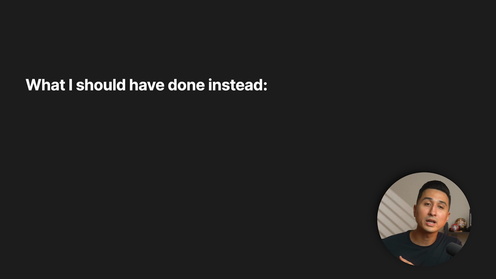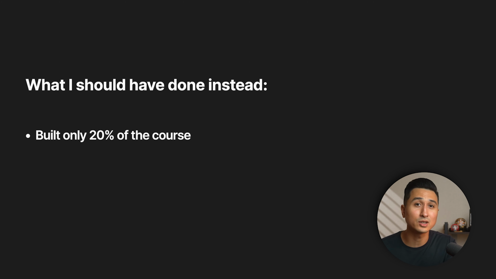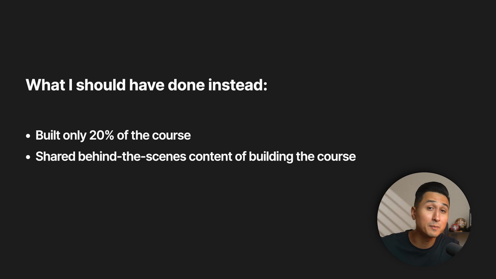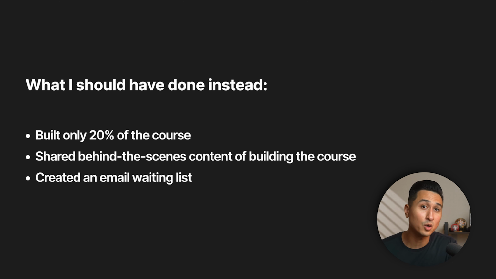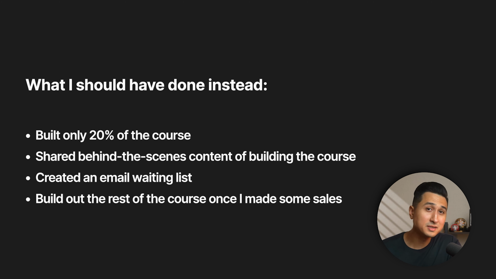So looking back, what I should have done is built only 20% of the course, and while I was doing that, I should have been sharing content online, documenting my journey of creating it. On top of that, I should have also started an email waiting list to build hype for the product. That way, when I did launch, I would have had a group of hot leads that I could sell to. And then from there, once a few copies of the course had been sold at a discounted price, I could then build out the rest of the course with actual students who could guide me on exactly what I should include in the course curriculum.